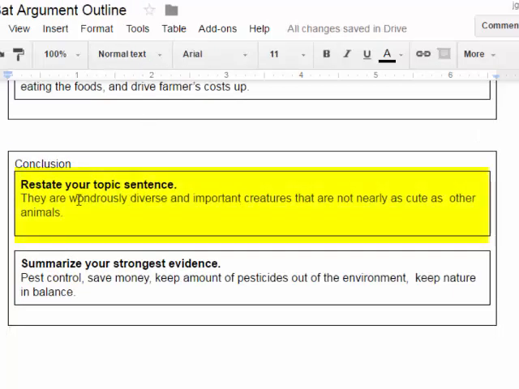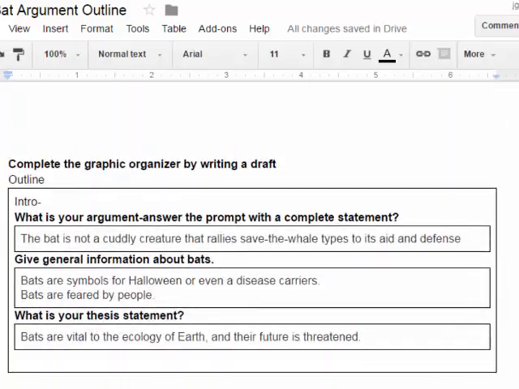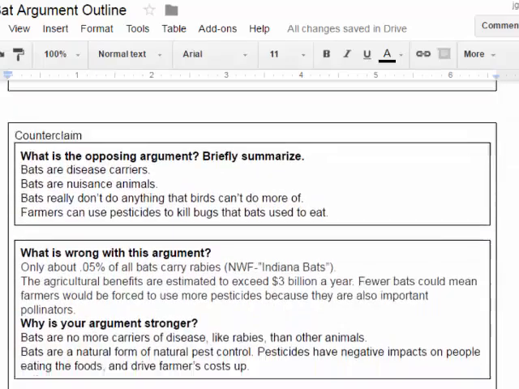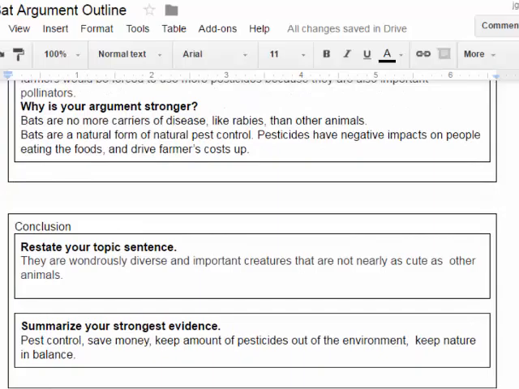In that case, I wrote, bats are wondrously diverse and important creatures that are not nearly as cute as other animals. So when I go back up to my intro, my topic sentence, the bat is not a cuddly creature that rallies save the whale types to its aid and defense. So I've said basically the same thing, but I used vastly different language. And then summarize your strongest evidence.